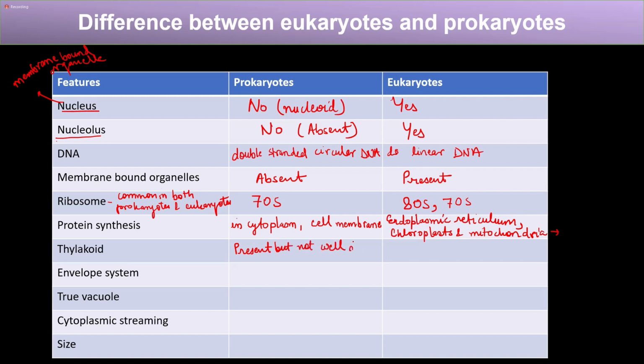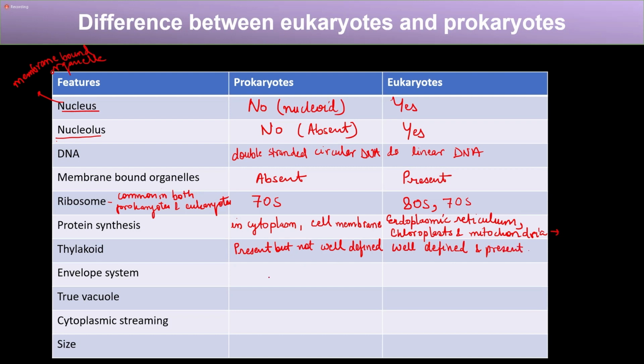Not well defined. We will study thylakoids in more detail later. But for now, just remember that thylakoids are present in prokaryotic cells but are not well defined. However, in the case of plants, especially in eukaryotic plants, thylakoids are present and well defined. So they are present and well defined in the case of eukaryotes.